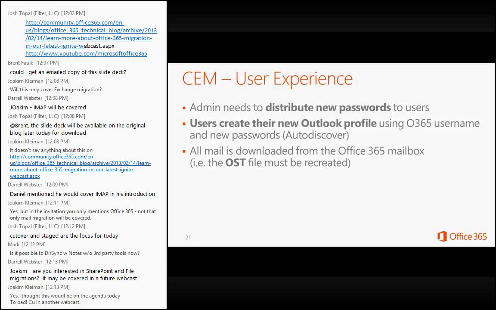So essentially, we need to create an autodiscover record that points to Outlook.com, and you can get that detail from the Office 365 portal under domains. And essentially, when a user types in their email address, user@company.com, the autodiscover record would then redirect them to Office 365, and then build the profile from there.